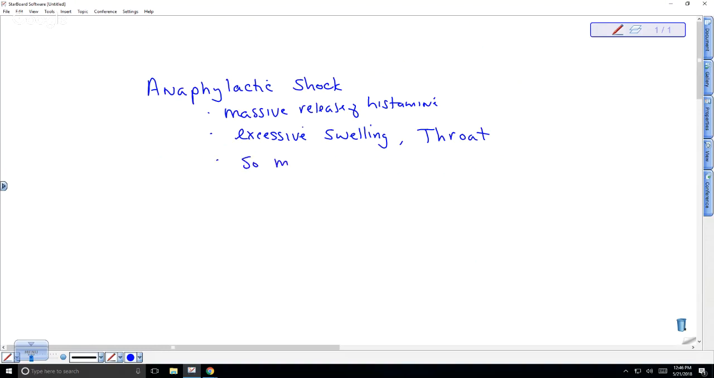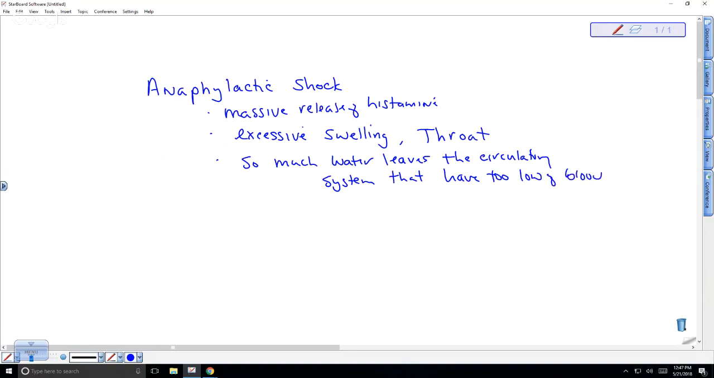So much water leaves the circulatory system that you have too low of blood pressure, which is actually called hypovolemic shock. You don't need to know that, just that your blood pressure goes really low. And so what do they recommend if you have a child? What is it that you carry around in case of anaphylactic shock?